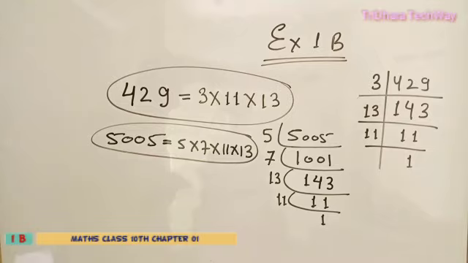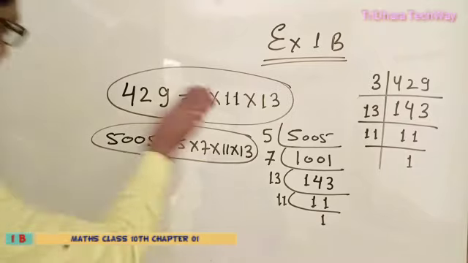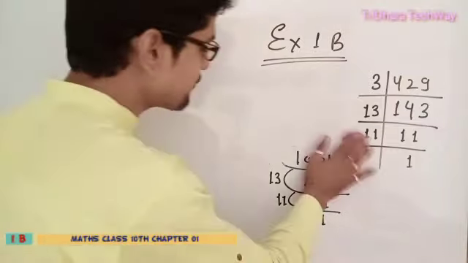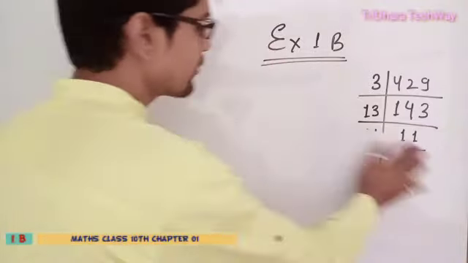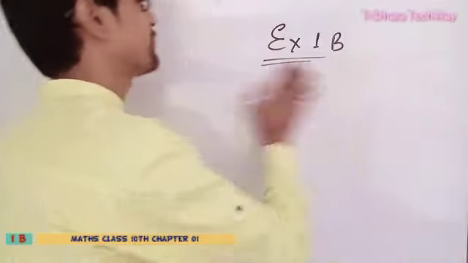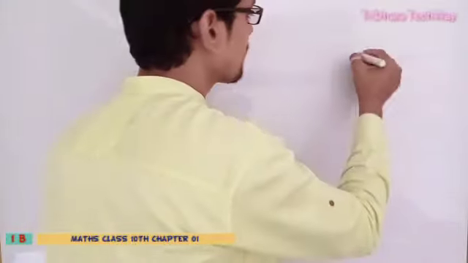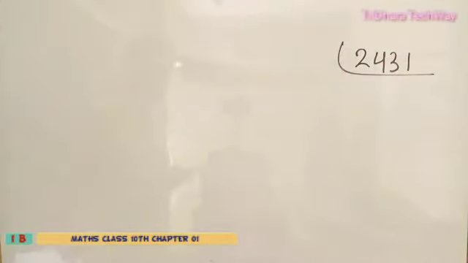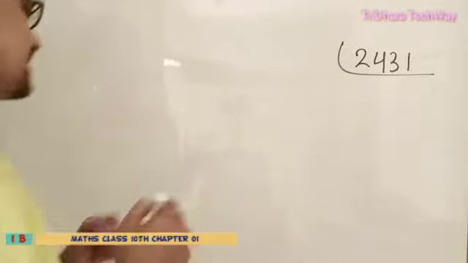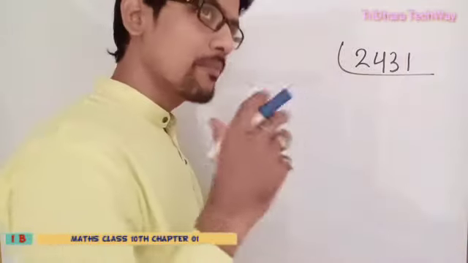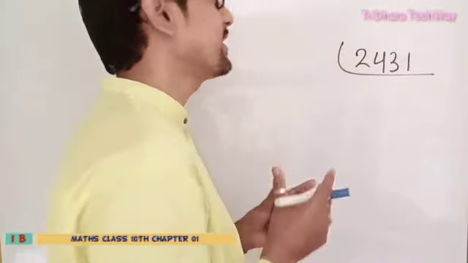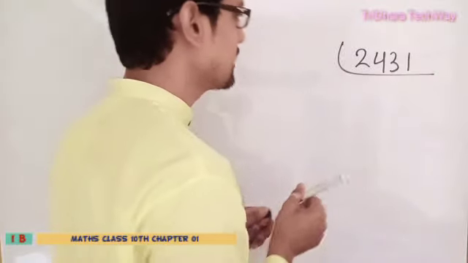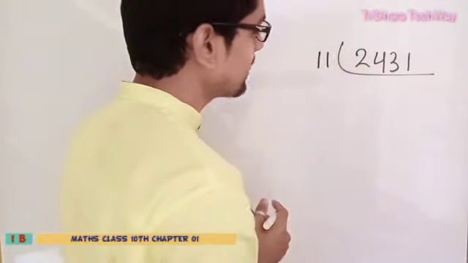Question number 3: 2431. You have to find the product of prime factors for 2431. How can you solve it? This is a very good example, even in the case when you don't know how to find prime factors of this kind of numbers. First of all, I am going to divide it by 11.